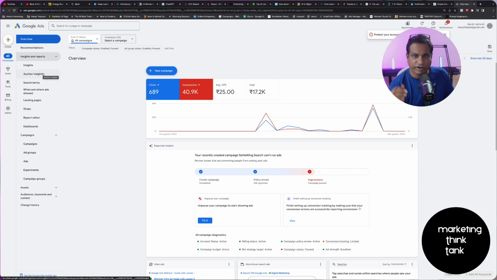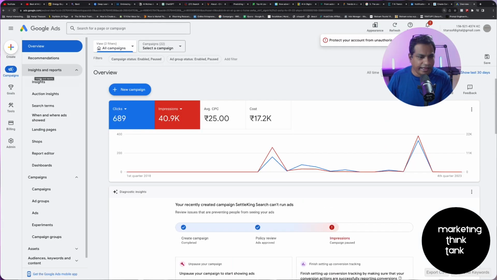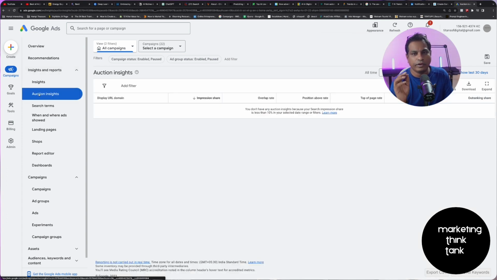If you want to do it from an account perspective, or from an ad group perspective, or from a keyword perspective, you can do that at independent levels. But let's actually look at what we're talking about. We're talking about something called auction insights. Let me zoom the screen for your understanding. There's insights and there is auction insights. You kind of need to pay attention to what we're talking about here.